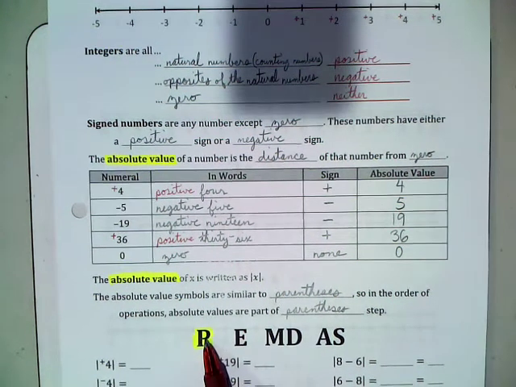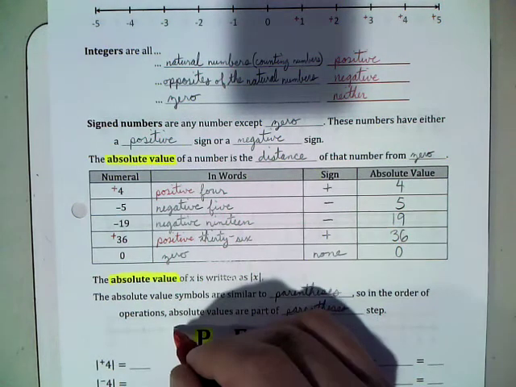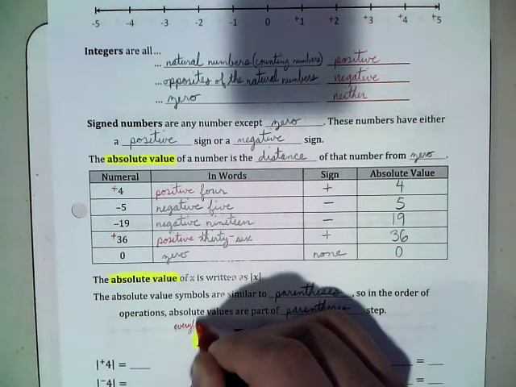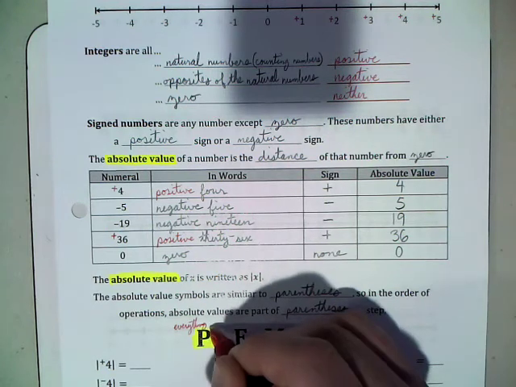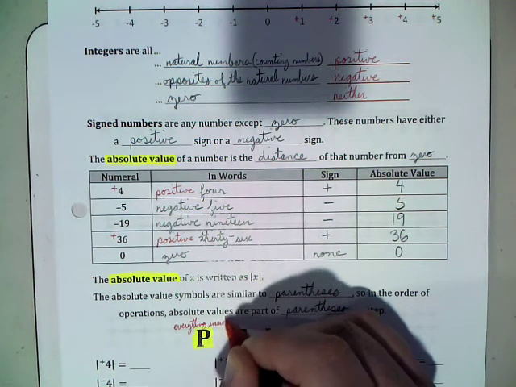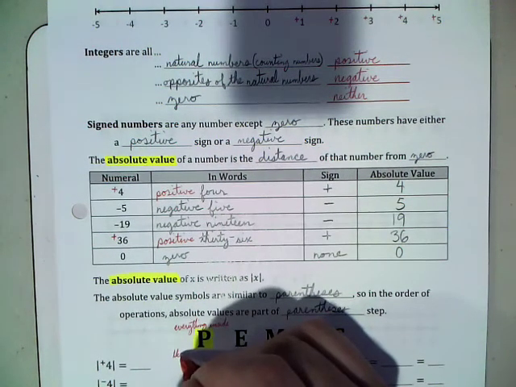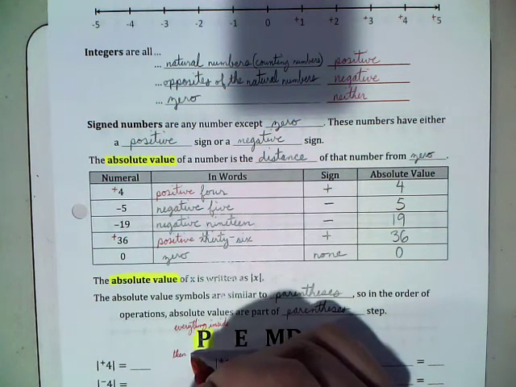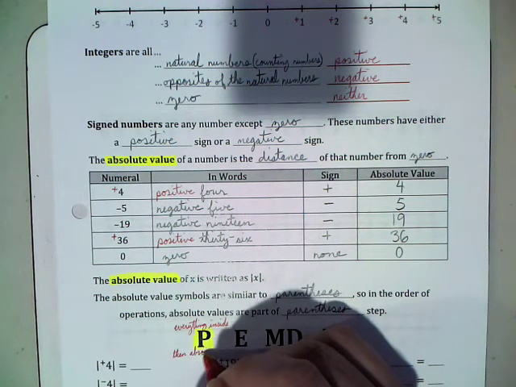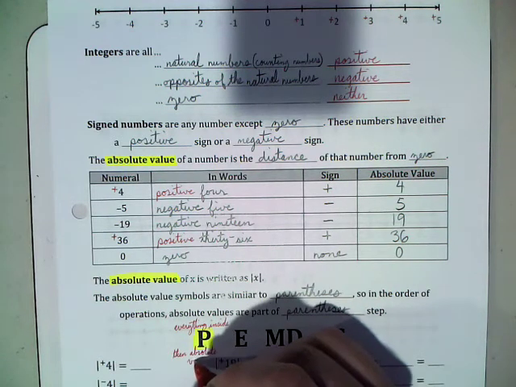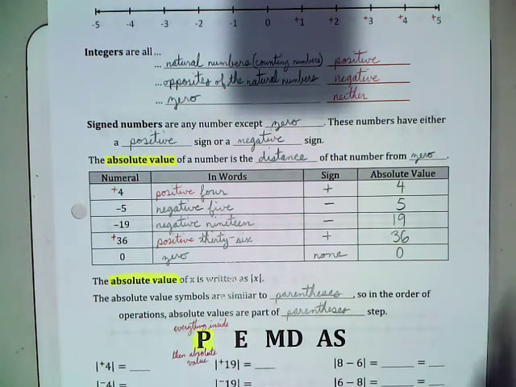So when we're doing an order of operations problem, we're going to do everything inside the absolute values first, then we'll find the absolute value. So everything inside comes first, then the absolute value. So we're going to do some problems down here together.